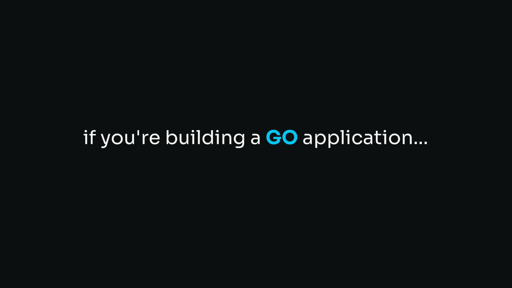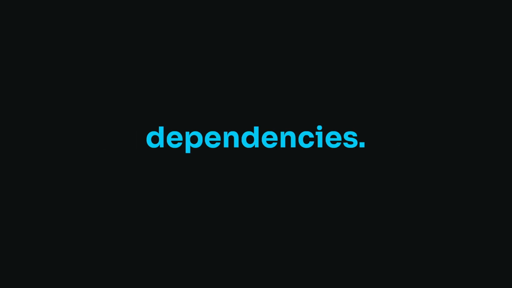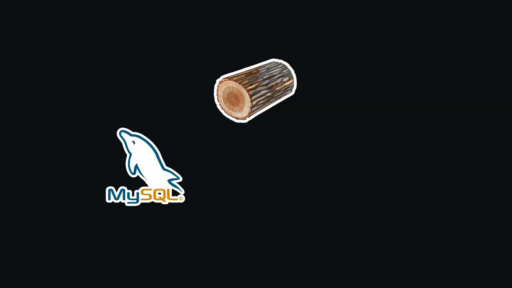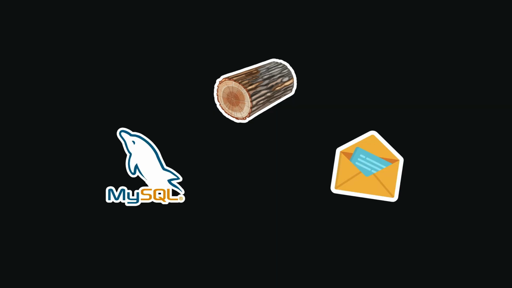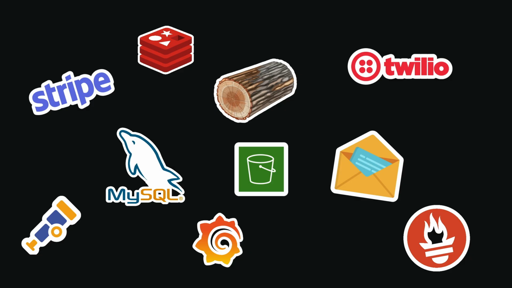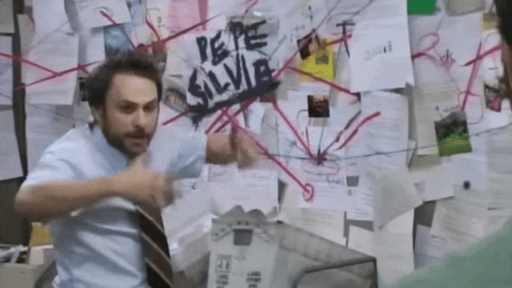There's no getting around it. If you're building a Go application, you're going to have dependencies. A logger, a database, maybe an email client, probably more. Actually, definitely more. And at some point, the question isn't how can I avoid dependencies, it's more like how do I pass them around in a way that won't make future me want to punch current me in the face.